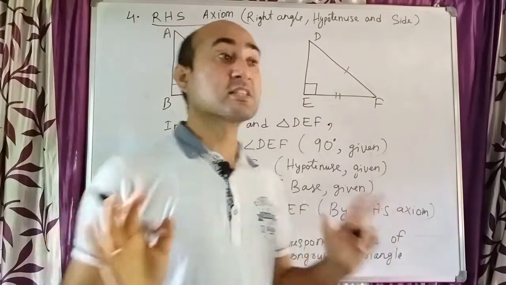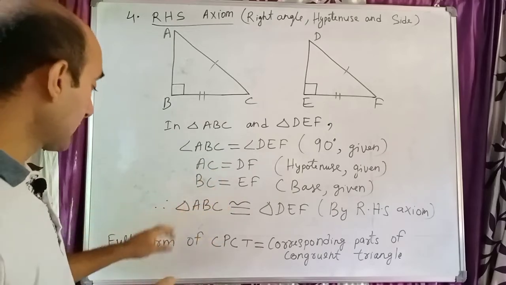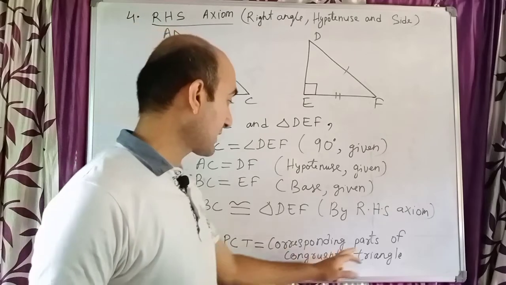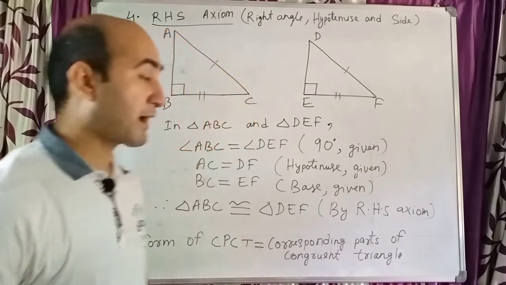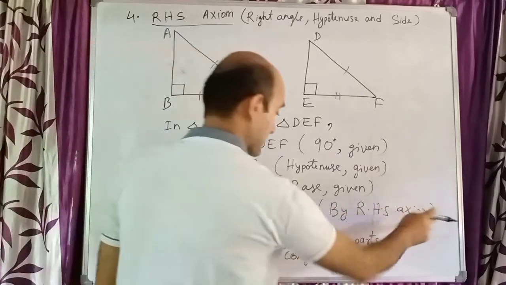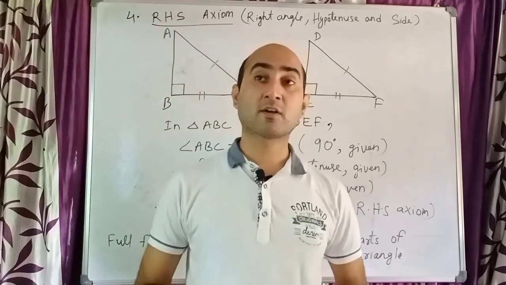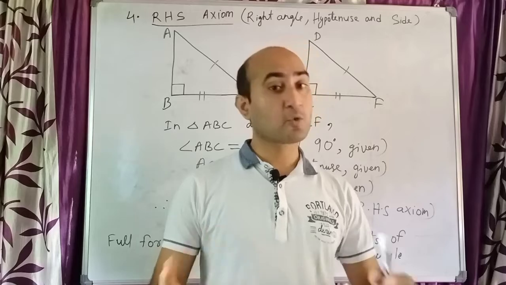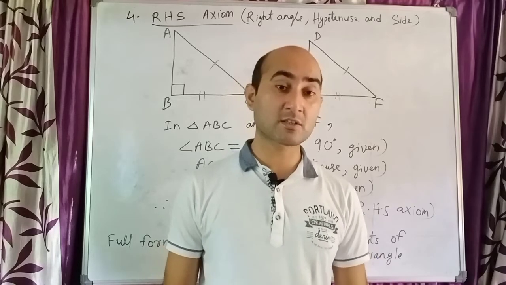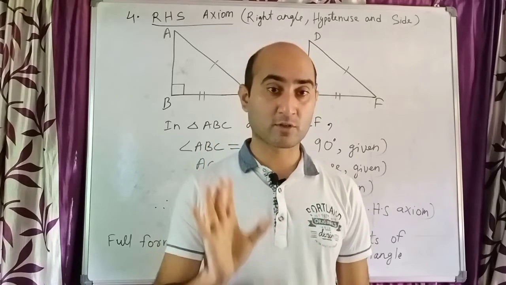CPCT means when you are proving triangles congruent, and then proving by the method of CPCT, corresponding parts of congruent triangles, by the end you can say these two triangles are congruent by RHS and by CPCT. When I do some exercises for you, you will understand all this meaning. I hope children you understood all these congruency conditions. Please remember these 4 conditions and copy down all these things in your copy as a note. Thank you children.